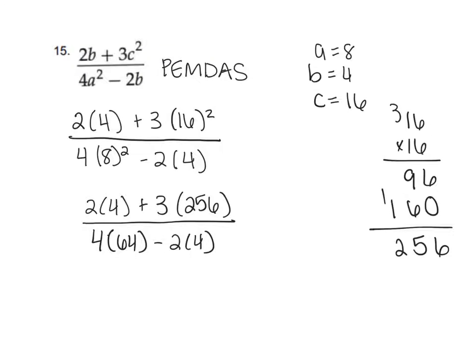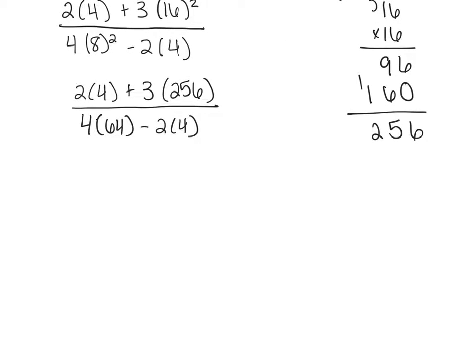So the next thing we're going to do is all of our multiplication. We can do them all at once. We can do 2 times 4, 3 times 256, 4 times 64, and then 2 times 4 because they're all separated by addition or subtraction. So we can just do all of those at one time. So we have 2 times 4, that's 8, plus 3 times 256.